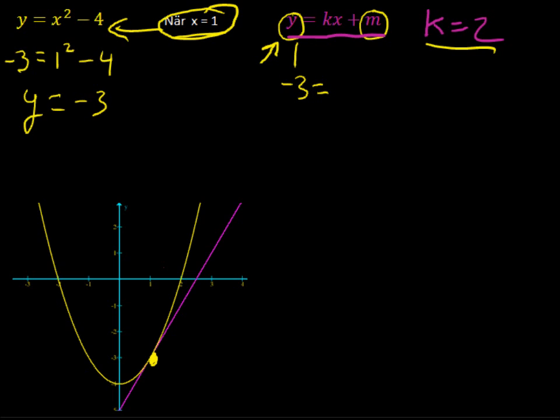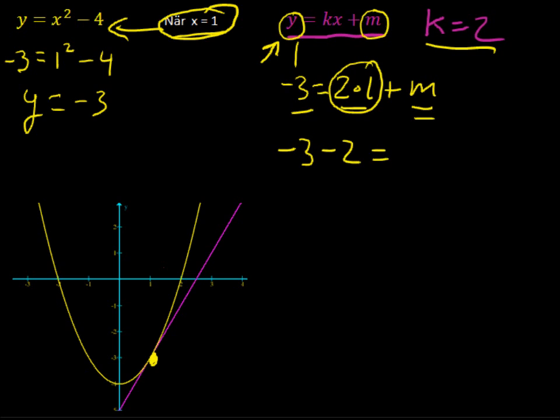Now, we know what k is. That's 2. What was the x? It was 1. And then all together we add the m there. Now we can find out what this m is, because we have a number here and a number there. So it gets real easy. We'll have negative 3, we'll take this to the other side. That will be minus 2, and that's equal to m. And that is negative 5.